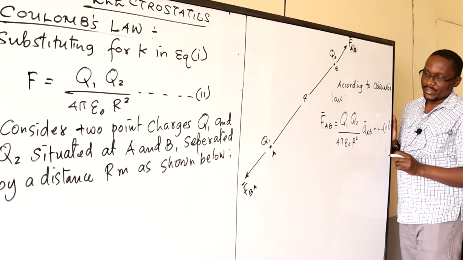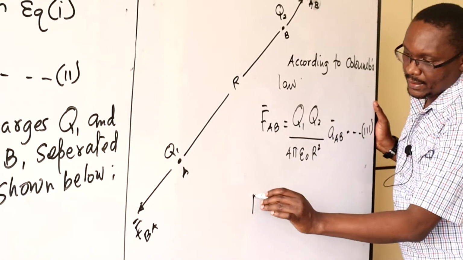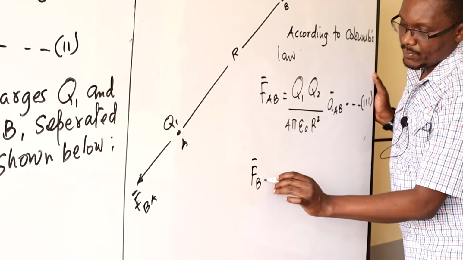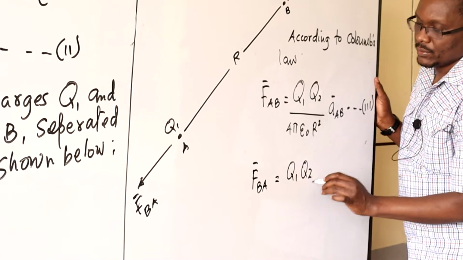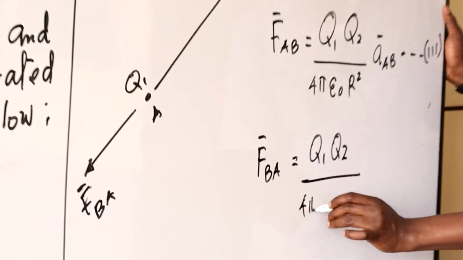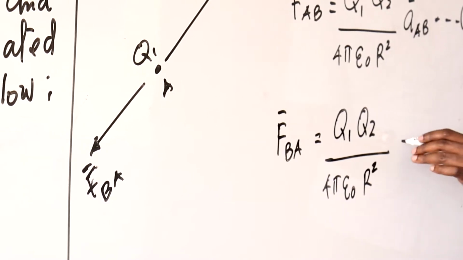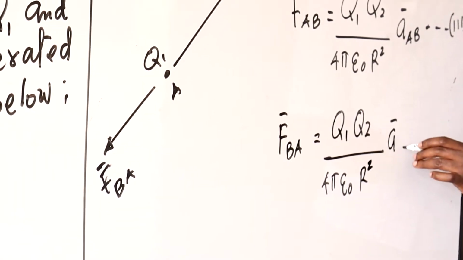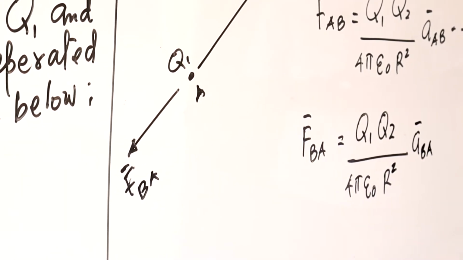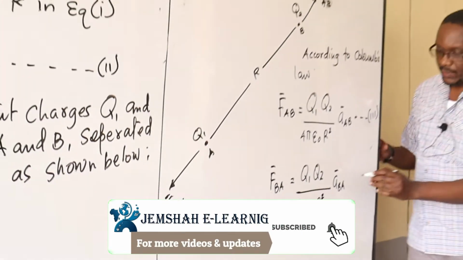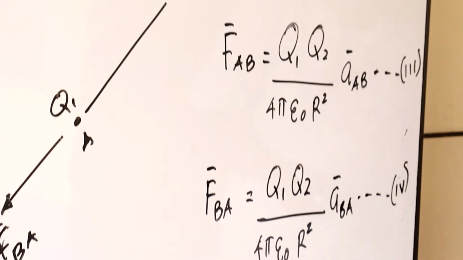So similarly, if we were to look at this particular force, again, we'll also say that it is represented as F bar BA is equal to Q1 Q2 all over 4 pi epsilon naught r squared a bar, unit vector BA. So that is how we represent that. Maybe call this equation number 4.